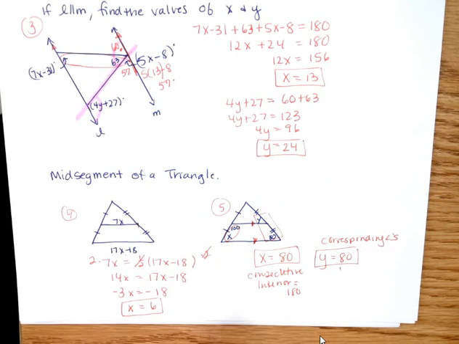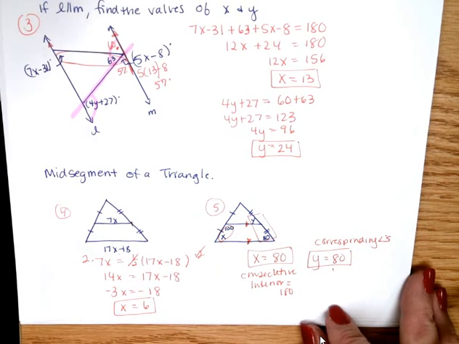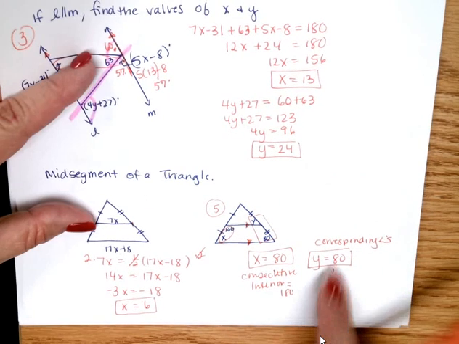You're not going to have your alternate exterior. You're not going to have consecutive exterior. So really you only have the consecutive interior and the corresponding angles that they can be. And one is 180 and one is congruent.